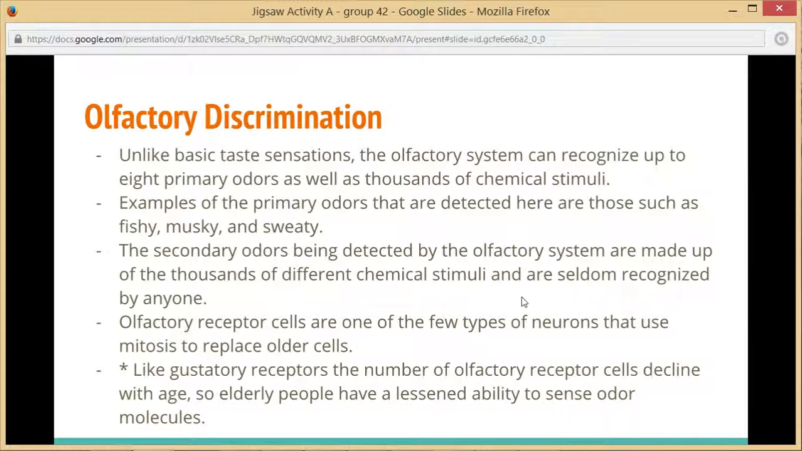Lastly, the olfactory system has a higher recognition capability compared to our taste system. It can recognize primary odors and secondary odors. The primary odors include fishy, musky, and sweaty, whereas the secondary odors are made up of thousands of chemical stimuli.